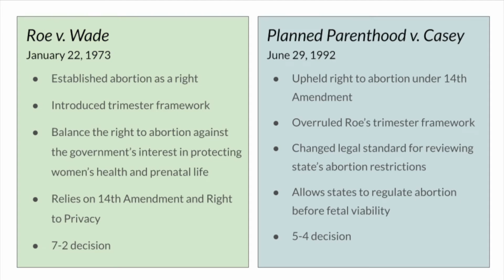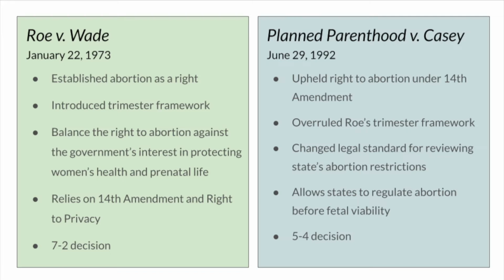To begin, we'll provide a high-level history of how abortion access has changed as a result of three landmark U.S. court cases. On January 22, 1973, the Supreme Court issued a 7-2 decision that established abortion as a constitutional right protected by the Due Process Clause of the 14th Amendment, which provides a fundamental right to privacy.